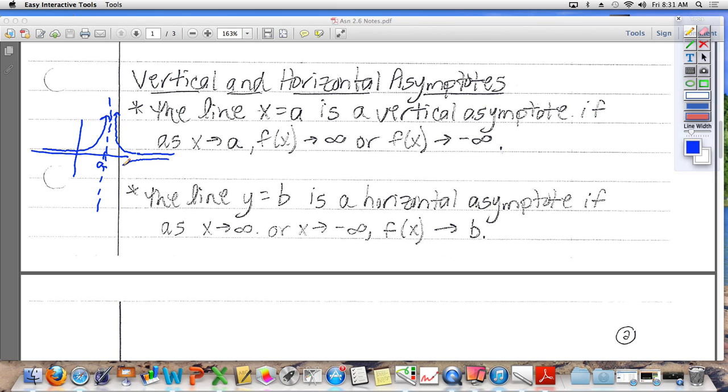What if you're headed in from the right and it's going down toward negative infinity? Well, you'd have a situation like that. The same thing could happen if you were coming in from the left. It could be headed down. If that's the case, you call that vertical line a vertical asymptote. Same thing happens if you are approaching a horizontal asymptote.